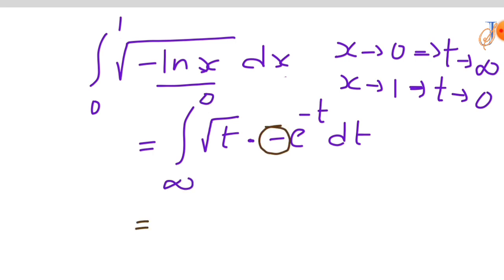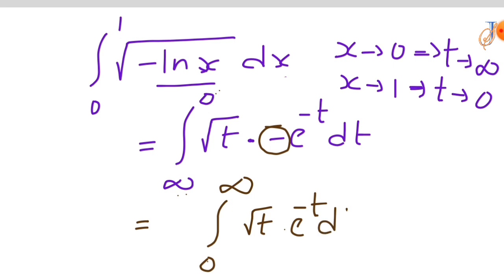Here we have a negative sign. To make it positive, we need to change the limits. Then only it becomes positive. So that's why I am changing the limits from top to bottom, 0 to infinity. This negative value we changed into positive. So root t e power minus t dt. The square root of t we can write as t power 1 by 2. Isn't it? So 1 by 2, we can write this as 3 by 2 minus 1.